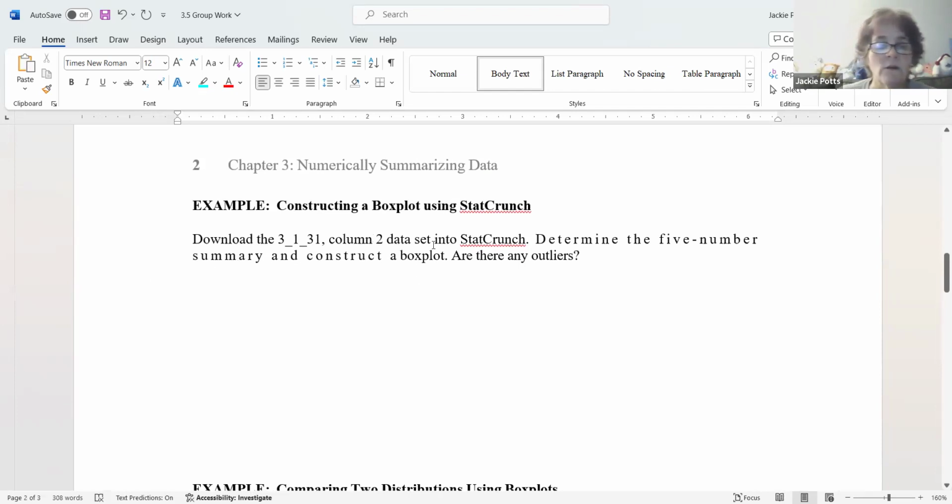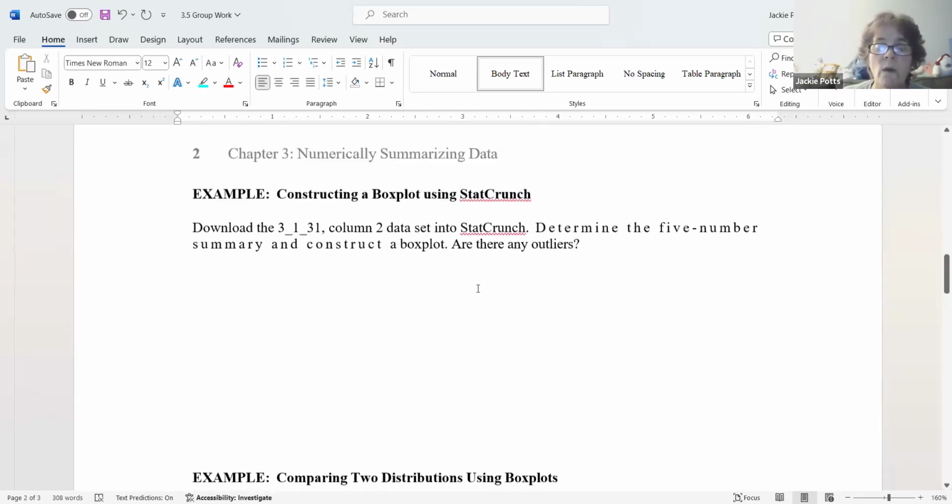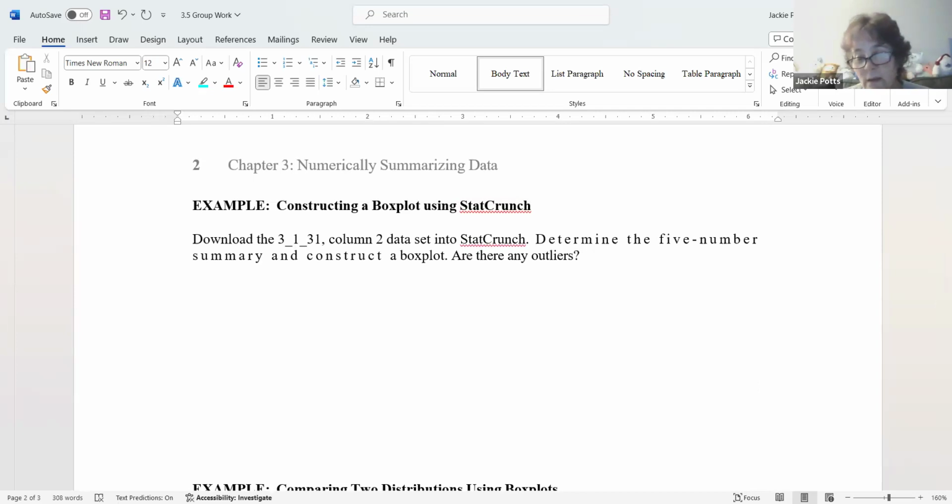Now it's saying download 3 and use the column 2 data. It's the one we just used. And determine the 5-number summary and construct a modified box plot. Well, we've already got the numbers done. It's part of the reason why I did what I did. We want this one.